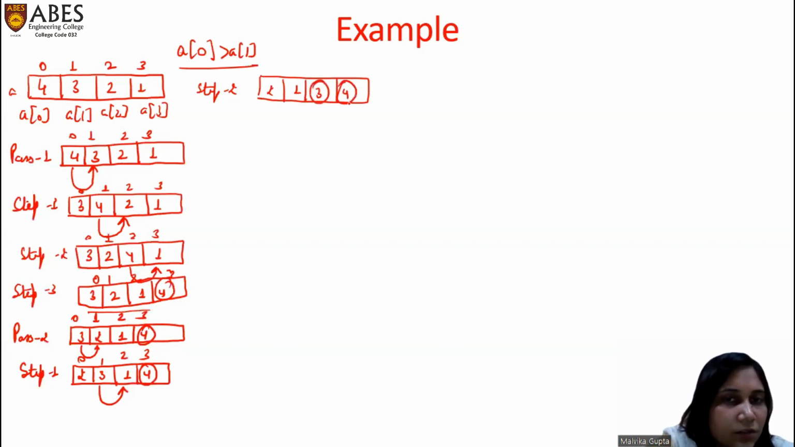This is fixed. This is fixed. This is not required to be compared, right? It is already done. Now we have 2 elements left, but it is done. Now we are not supposed to move ahead.